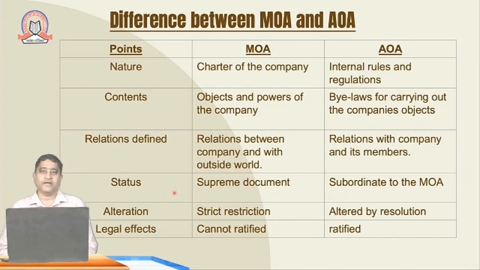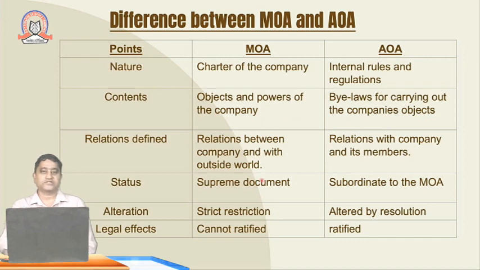Coming to the main difference between the two important documents, that is MOA and AOA. As you are aware, the MOA is called the charter of the company, whereas AOA refers to the internal rules and regulations. The MOA contains the object and power of the company, whereas the internal rules and regulations, the bylaws for carrying out the company's object, are mentioned in AOA. The relation between the company and the outside world is mentioned in MOA, whereas the relation within the company and its members is mentioned in AOA.